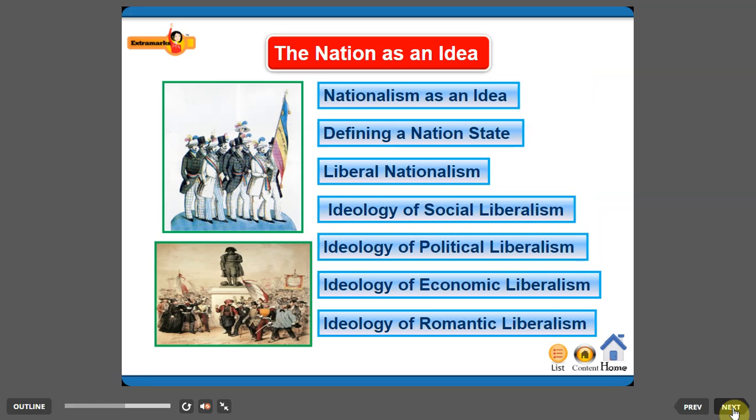These are the topics which we will be covering under this class: nationalism as an idea, defining a nation state, types of nationalisms, and various types of liberalisms according to various sections of the society.